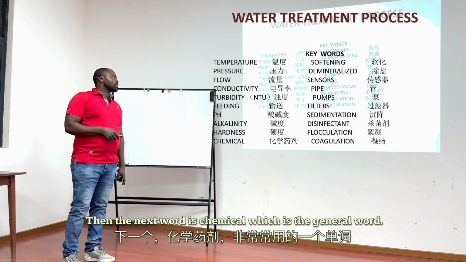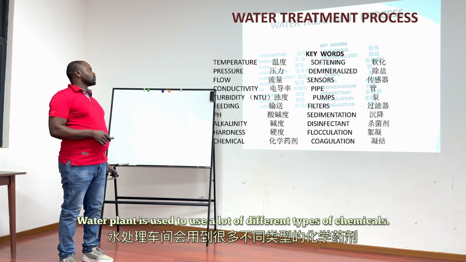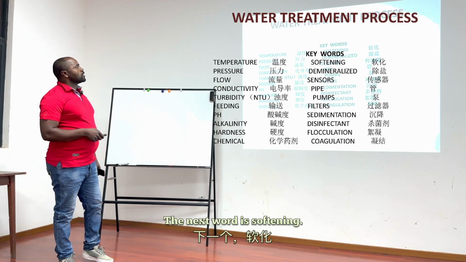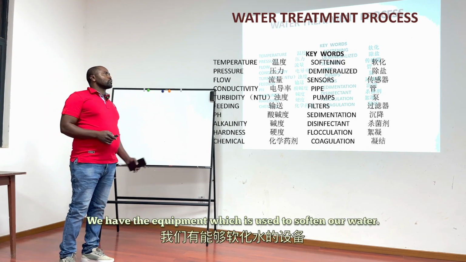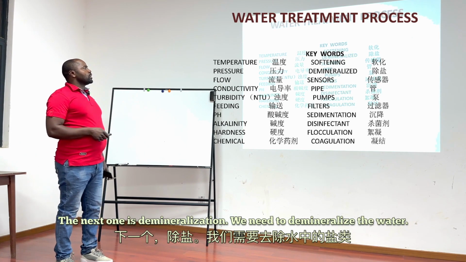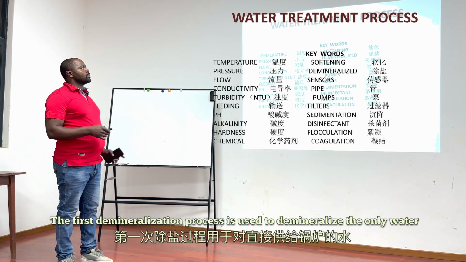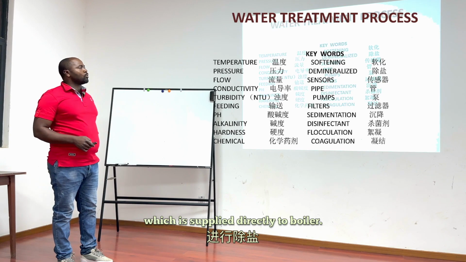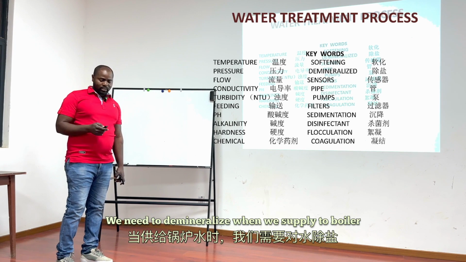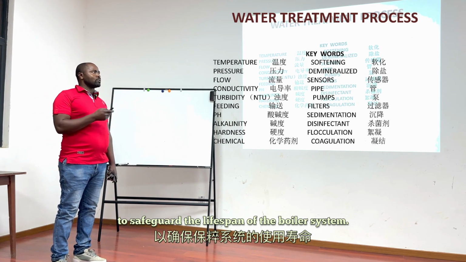Then the next word is chemical, which is a general word. Water plant is used to use a lot of different types of chemicals. The next word is softening. We have the equipment which we use to soften our water. The next one is demineralization. We need to demineralize the water. This demineralization process we use only for water which is supplied direct to the boiler. We can't supply the water with a lot of minerals. We need to demineralize when we supply to the boiler to safeguard the lifespan of the boiler system.